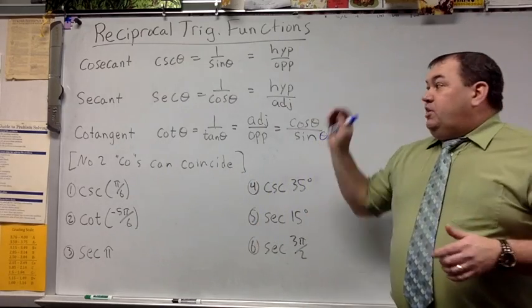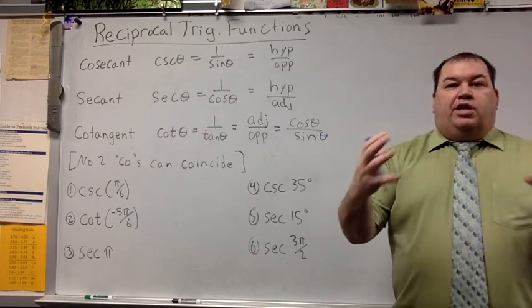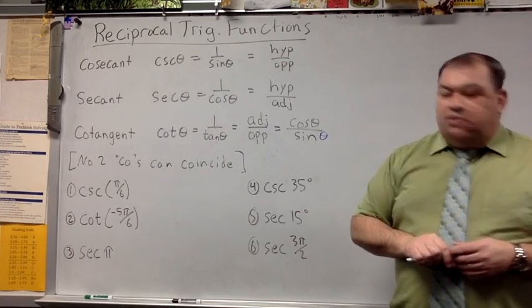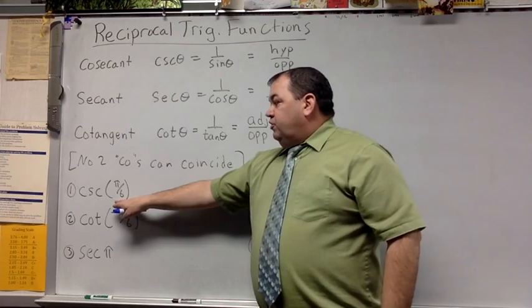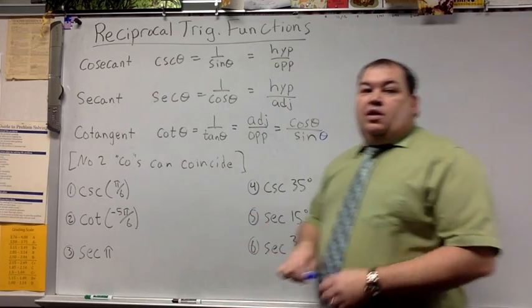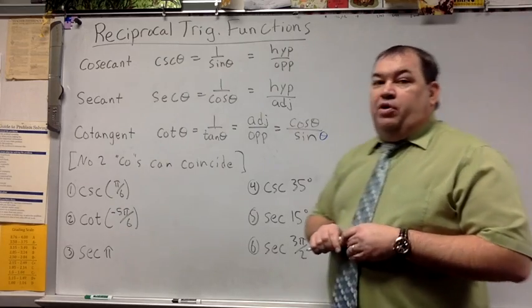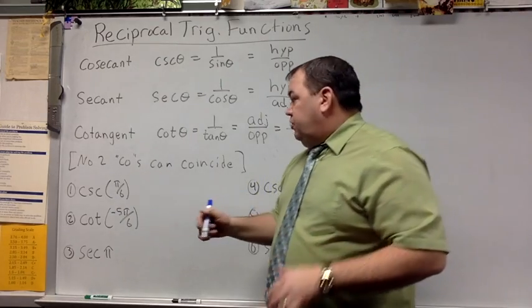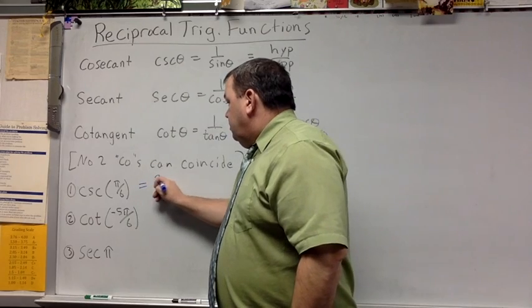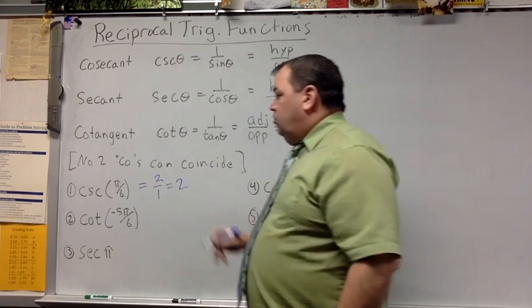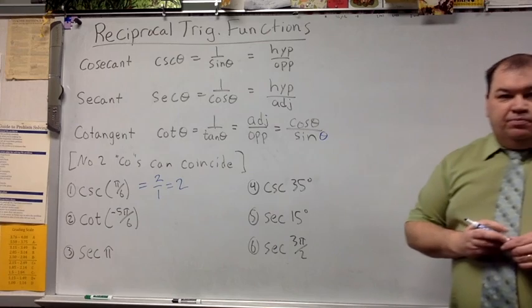Now, the nice thing about these three trig functions is they are already on your unit circle. So if you go to pi over 6, look at the sine function at pi over 6, and you'll see it's 1/2. If I reciprocal that, it's 2 over 1, or just 2.